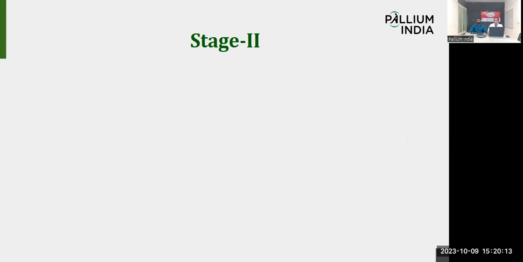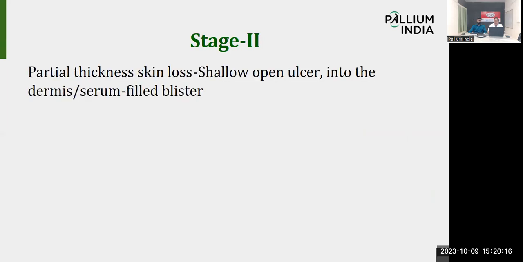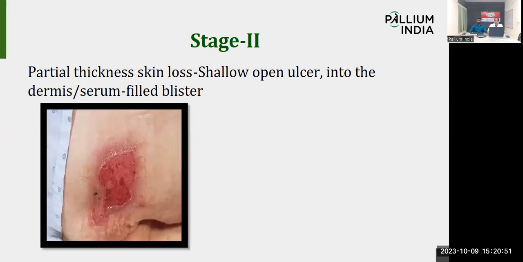The second stage is partial thickness skin loss. That is a shallow open ulcer into the dermis, with serum-filled blisters. Partial thickness skin loss means only the first 2 layers of the skin are injured, right? So there is a shallow open ulcer into the dermis, and also a serum-filled blister, that is, exudate formation, where the fluid fills up and looks like a blister. So the second stage is this. You can see the picture.